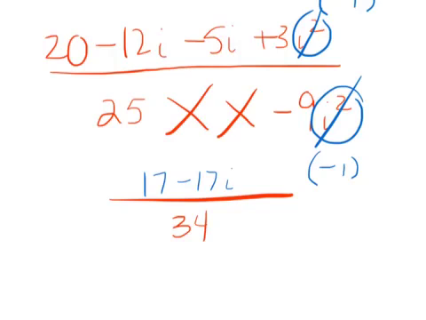Would this simplify to 1/2 minus 17i or 1/2 minus 1/2 i? The 34 is divisible into both of them, yes. Whenever you have a monomial denominator, it must divide into each term in the polynomial numerator. So if you had 10 terms in the numerator, you've got to divide the 34 into all of them.